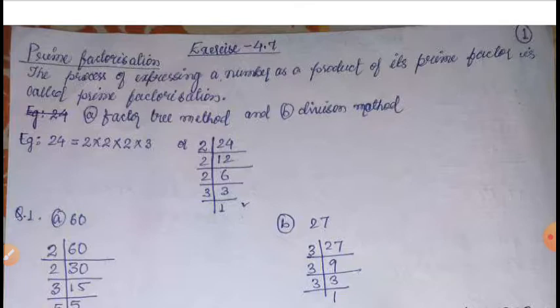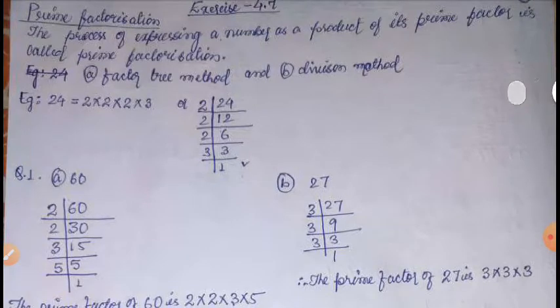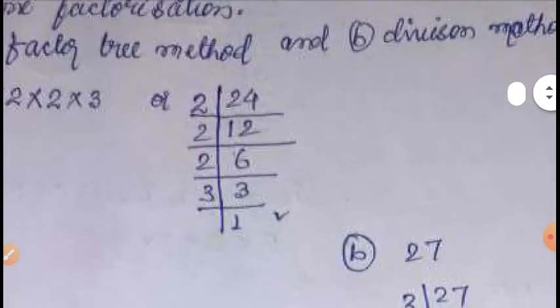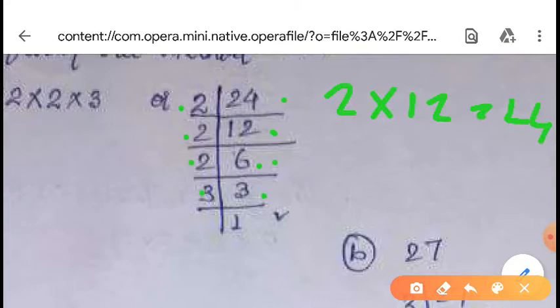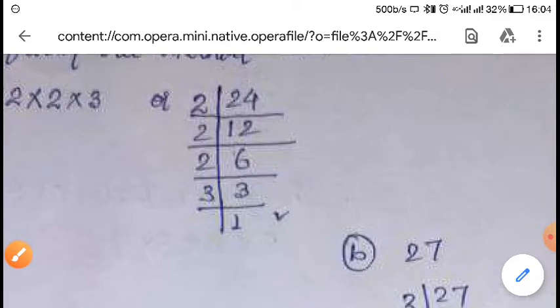Prime factorization is basically of two types: one is the factor tree method and the other is the division method. In this exercise we have to learn only the division method. You can see here 24. We divide like this: 2 into 12 is 24, then 2 into 6 is 12, then 2 into 3 is 6, and 3 into 1 is 3. In this way we do the division method.